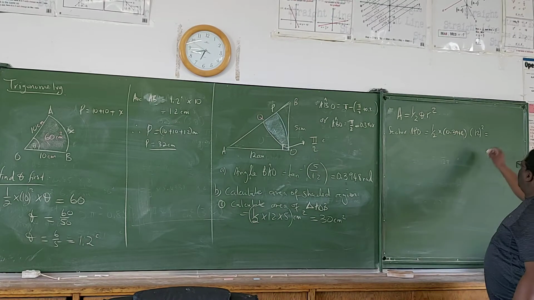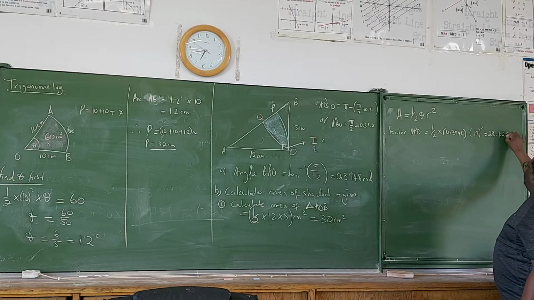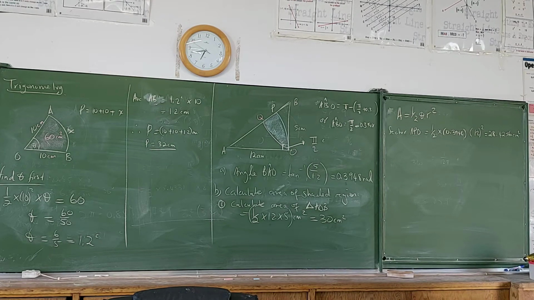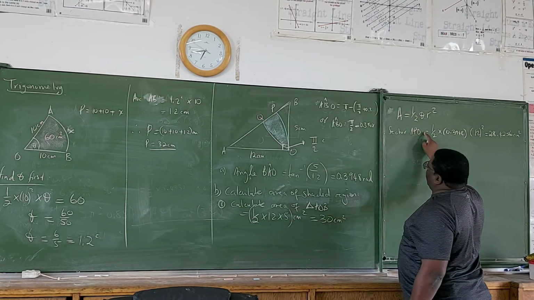28 point. It's 28.4256. Alright? At least up to 4 decimal places we should be fine. Don't round because this is not our final answer. Our final answer is supposed to find the shaded part. Now we need to find sector APO.